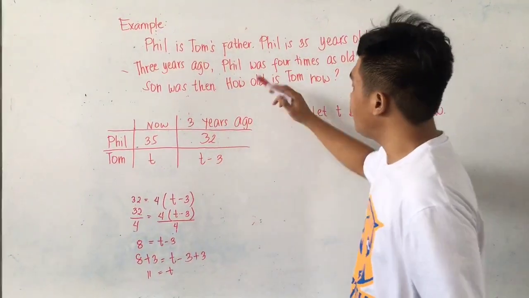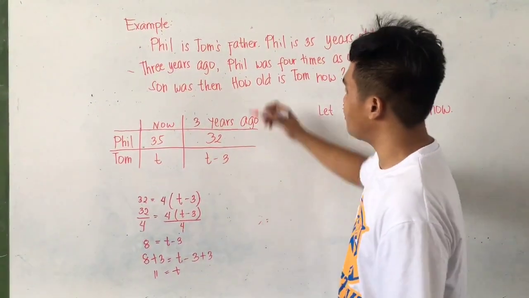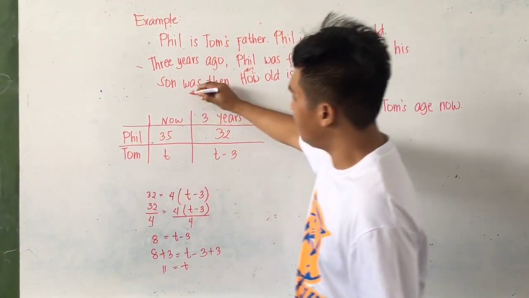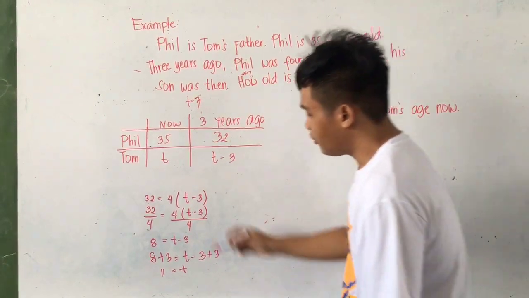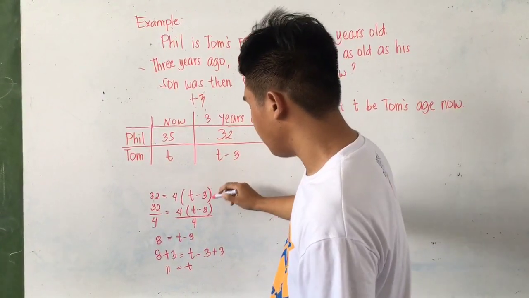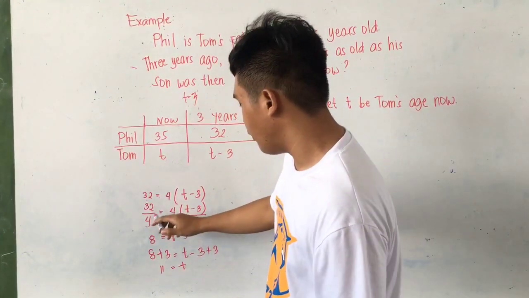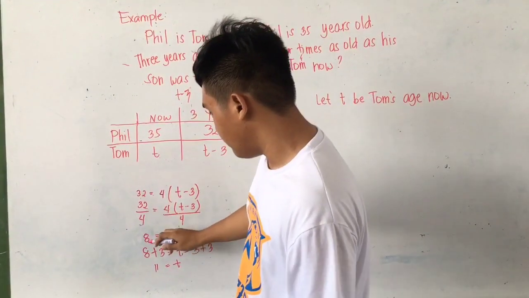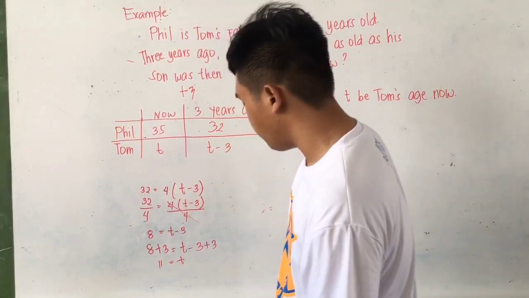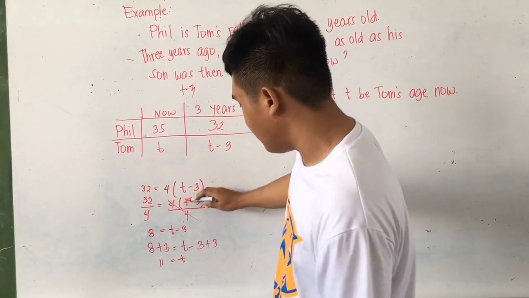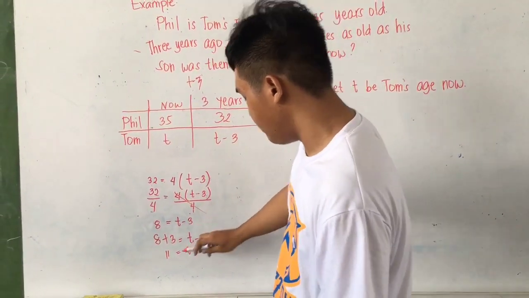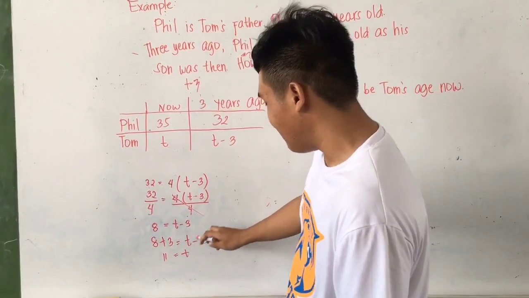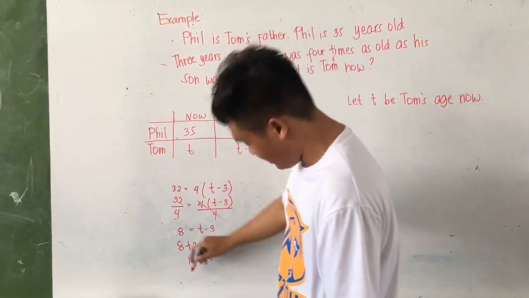3 years ago, Phil was 4 times as old as his son was then, so Phil is 32 and that equals 4 times T minus 3. 32 divided by 4 equals 4 times T minus 3 divided by 4. 32 divided by 4 equals 8. Then 8 equals T minus 3. 8 plus 3 equals T minus 3 plus 3.